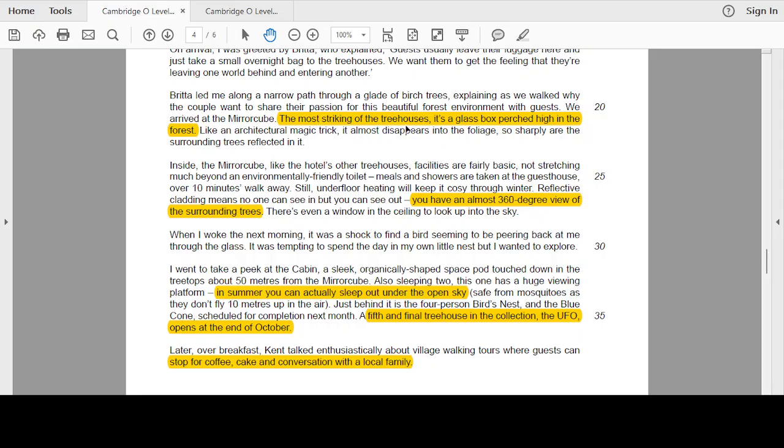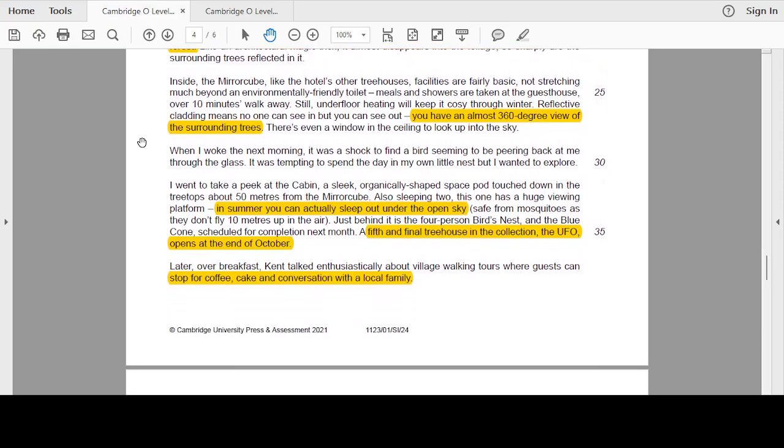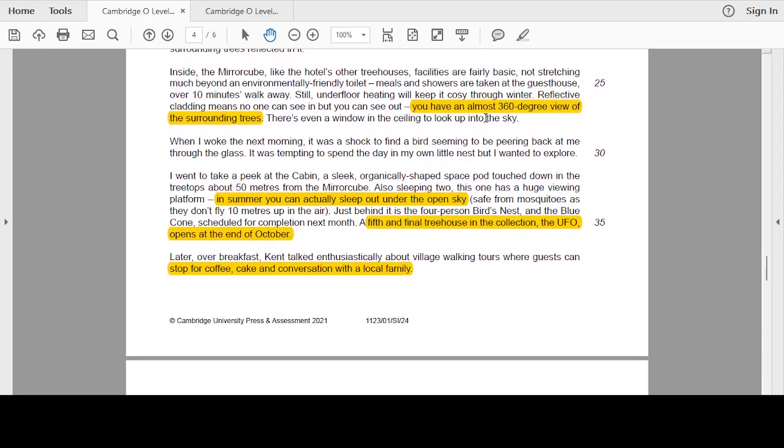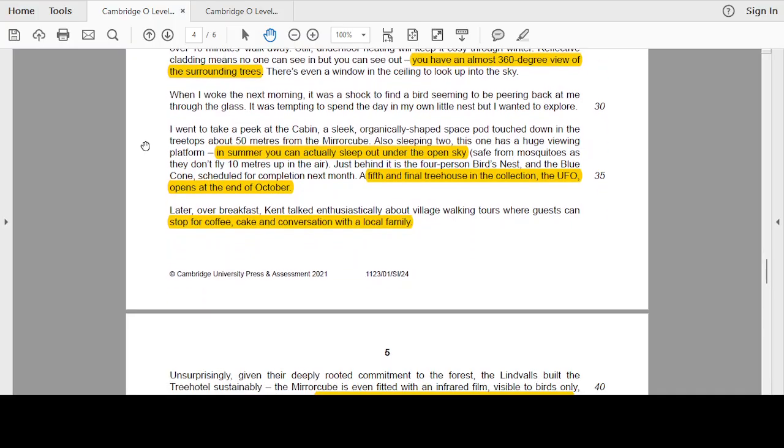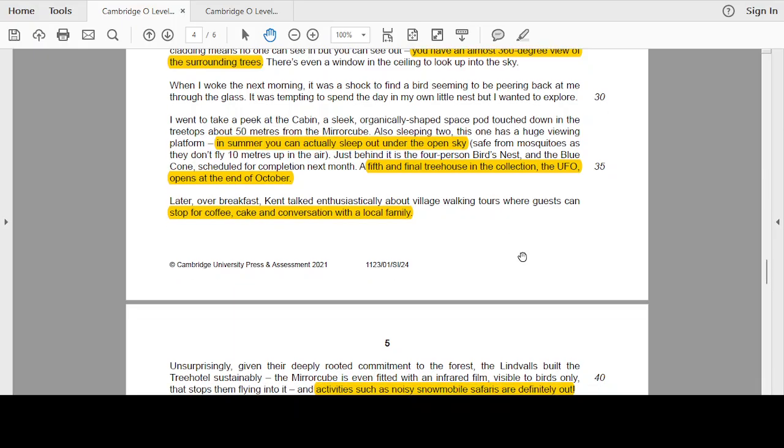Okay, the most striking of the tree houses is a glass box perched high in the forest. Mm, not right. So I'd leave this for later. I do have comments about this, but I'll leave it for later. Okay, you have an almost 360-degree view of the surrounding trees. Definitely something I would like as a guest. So that's a valid point. In summer, you can actually sleep out under the open sky. Again, something I would like, probably, at least as an option.